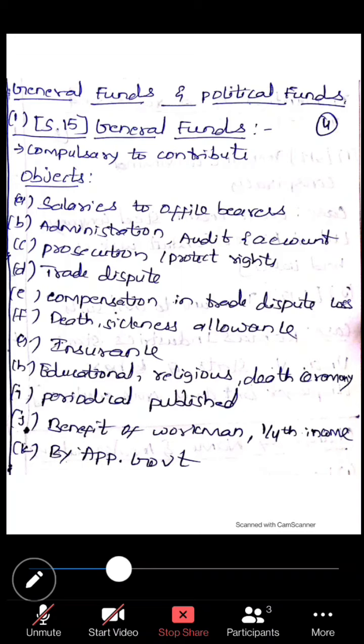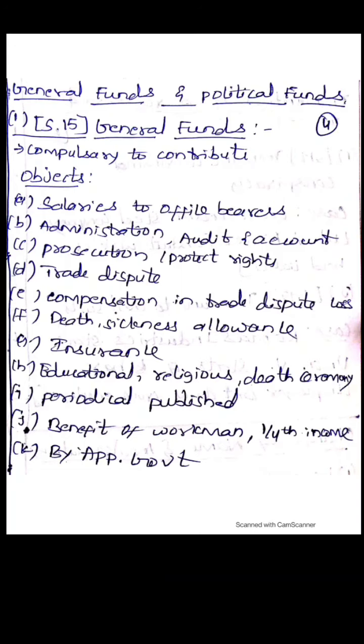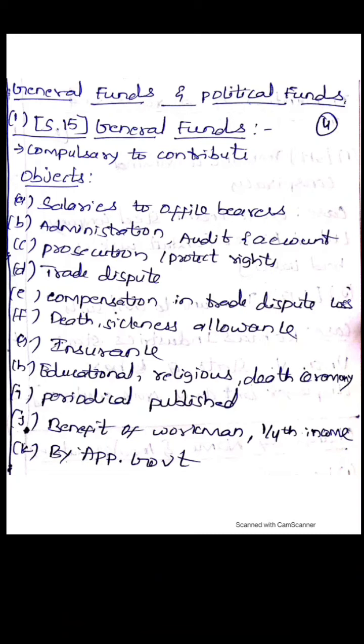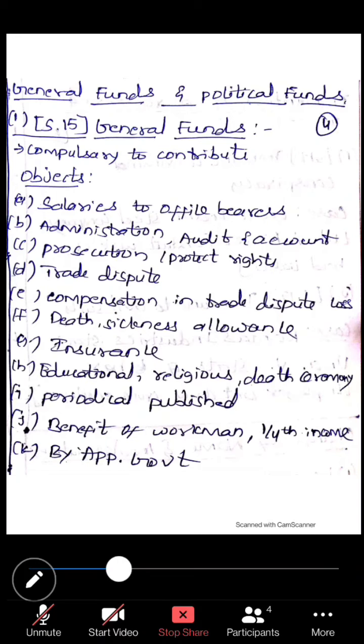The general fund can be used for the insurance of the workmen in the trade union or the members of the trade union. It can be used for the educational, religious, or death ceremonies of the trade union members. It can be used for a periodical published. The trade union publishes a periodical; for that also it can be used, for the benefit of workmen.